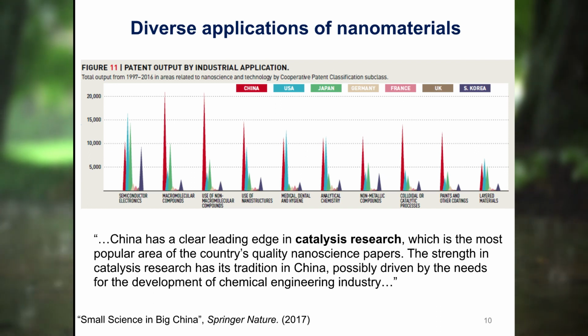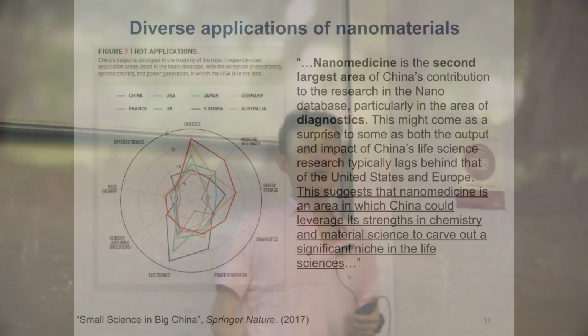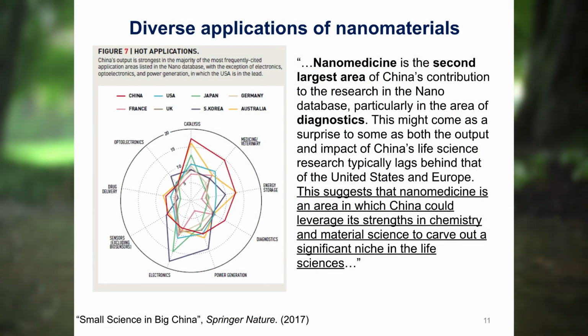But since this particular paper talks about the development of China in nanoscience in the past 2 decades, there's this statement which I just copied from this paper, this white paper actually. They say that China has a clear leading edge in catalytic research. It's the most popular research area in terms of nanoscience in China. Then you ask, what's the second? The second is actually nanomedicine. So nanomedicine is the second most popular type of nano research that's going on in China.